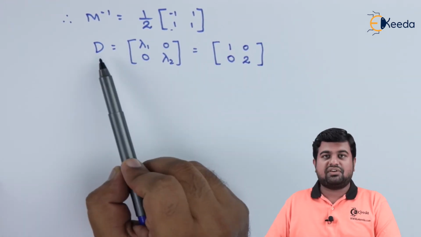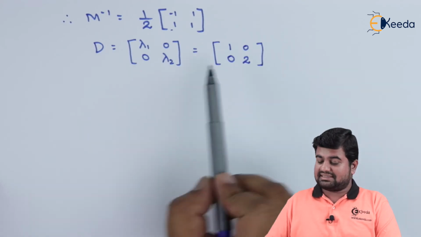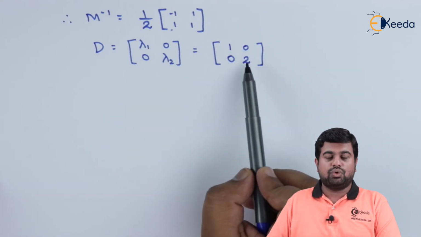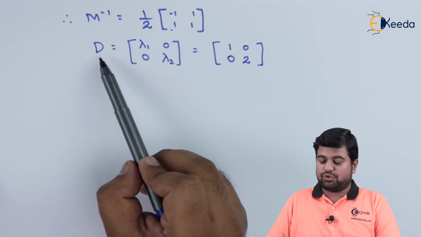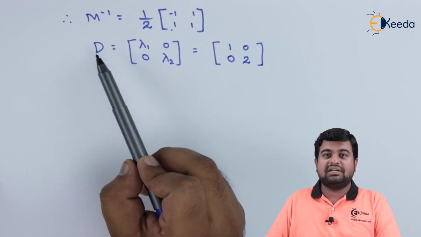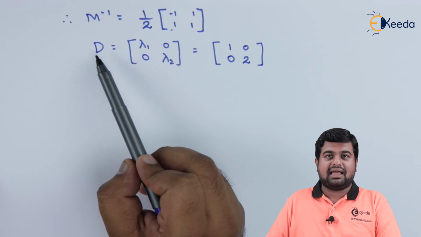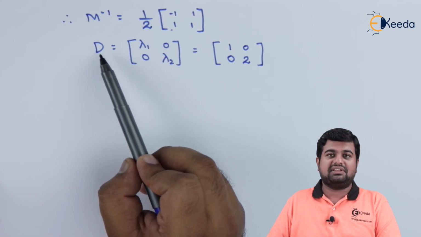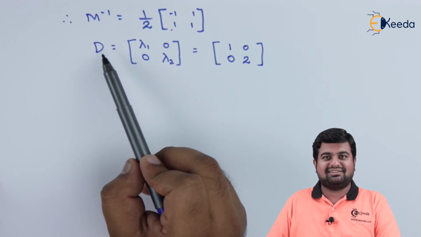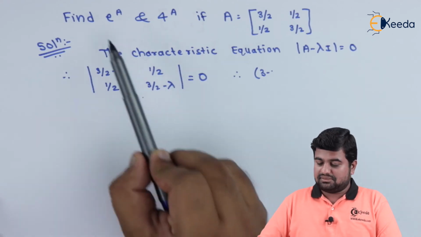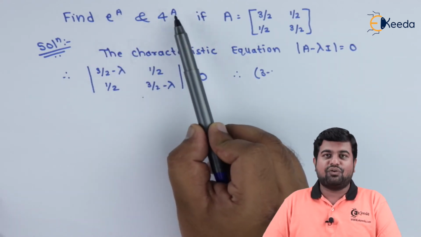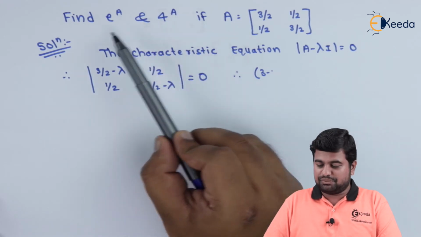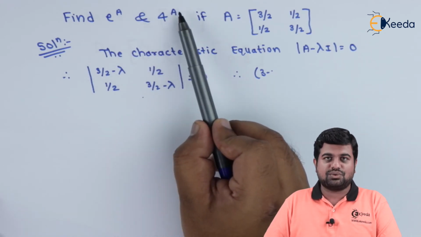So here we have got diagonal matrix as 1 0 0 2. Now in order to calculate any function of a square matrix, I am going to perform the same step on diagonal matrix D, and then we are going to multiply with M and M inverse to get the final result. In this particular problem, I am going to have exponential of matrix A and 4 raised to A. So the functions would be e raised to A and 4 raised to A.